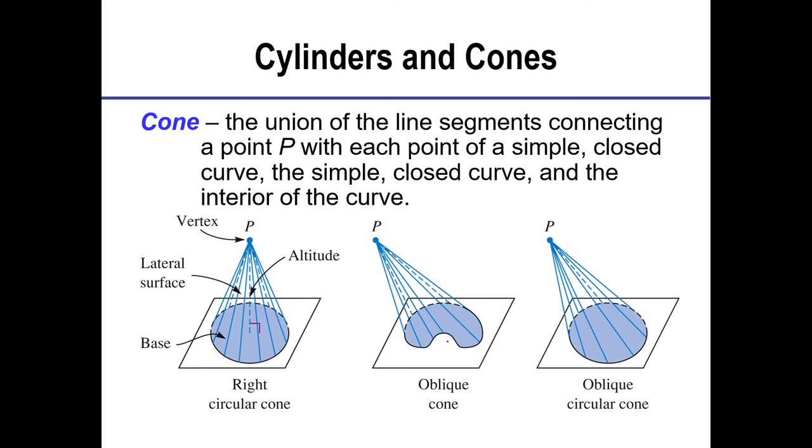For the second figure, we have a simple closed curve for the base, but this curve is actually concave. There is an indentation, and we connect it to a point P, and this connection point is not perpendicular to any of these lines that connect from the edge of that figure to that point. So this is an oblique cone.